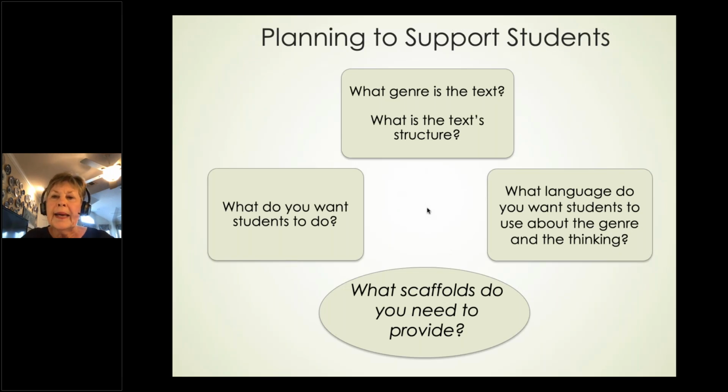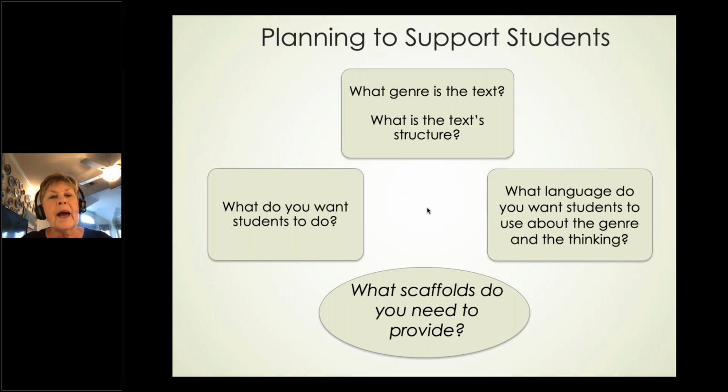When I'm planning, I'm thinking about three things as I'm planning the work that I do with students on comprehension. The first is, what genre is the text and what is the text structure? Because I know that we've discovered that the text structure and the genre and kids knowing and having an understanding of that is essential and may be just as important in comprehension as the kinds of thinking we want them to do.